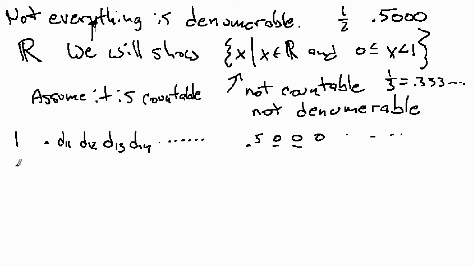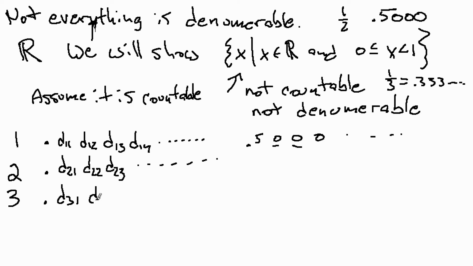So let's continue with our list. Here's the second number, and the second number again is going to be D21, D22, D23, and this goes on forever and ever. And here's the third number in my list, and it's going to be D31, D32, D33, and it goes on forever. And this list here, of course, because we're assuming it's countable, we can just keep going: 1, 2, 3, 4, 5, 6, on and on.